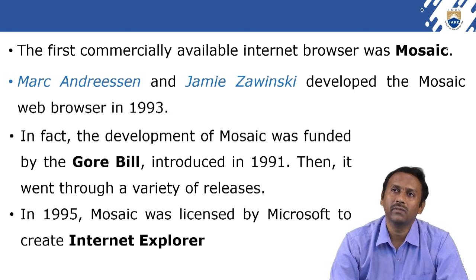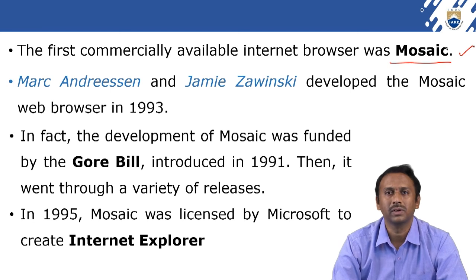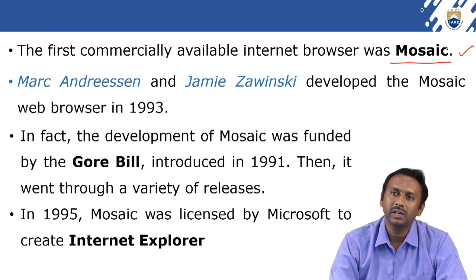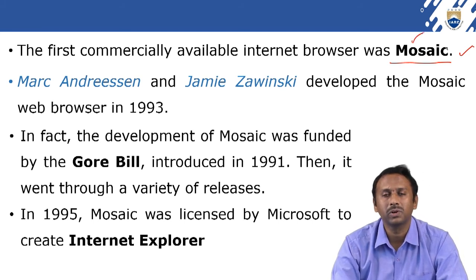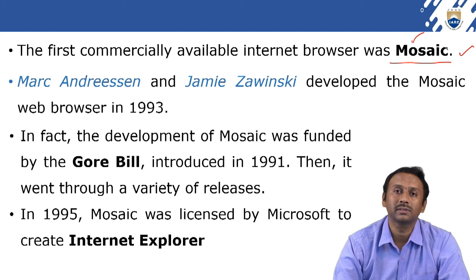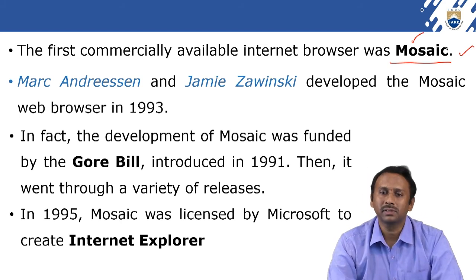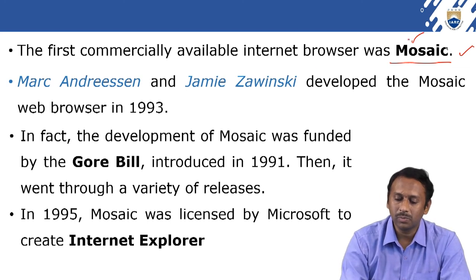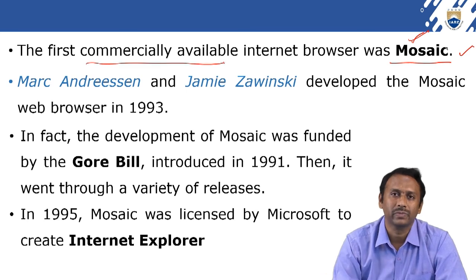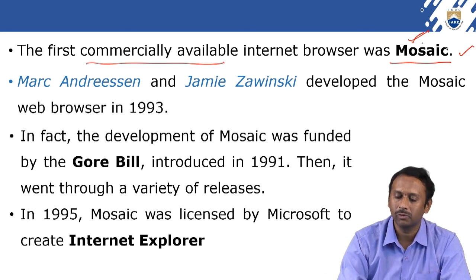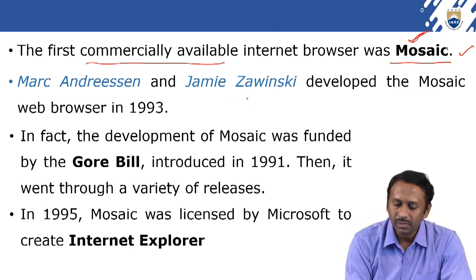The first commercially available internet web browser was Mosaic, and this is a commercial one. If you search on the internet or in many books, sometimes you will find Mosaic as the first web browser; somewhere you find Nexus, and somewhere Netscape. Netscape was renamed as Nexus, but Mosaic is also called the first web browser, and it is commercially available. The first commercially available web browser is Mosaic.